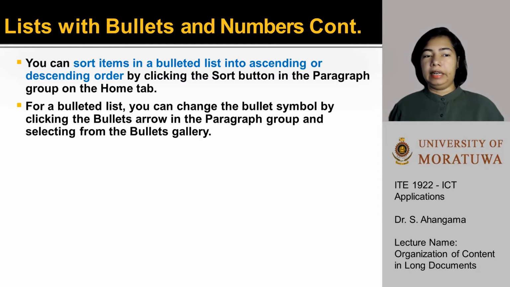For a bulleted list, if you wish, you can change the bullet symbol. So how to do it? You can click the bullets arrow in the paragraph group and you can select the suitable bullet symbol from the bullets gallery.